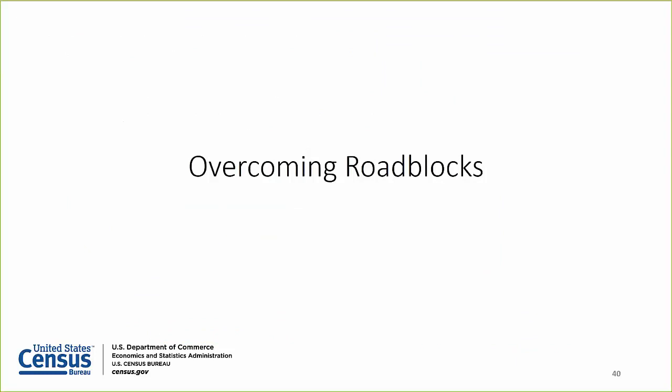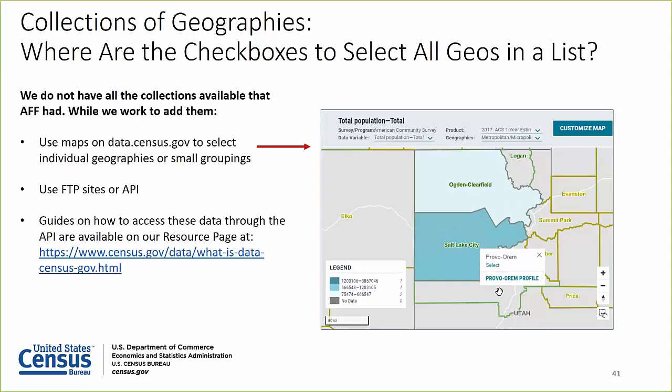So next is a little bit about overcoming roadblocks. We are a different system than American Fact Finder that you're used to, and so we have some different functionality or features that may be different than how you're used to finding things. And then there are also maybe issues where we just haven't finished and built something. So some of these roadblocks and workarounds we've been talking about, but I wanted to outline a few. We do not have all the collections available that AFF had for these geographies. We are working on them, but while we are, there's a few things that you can do.